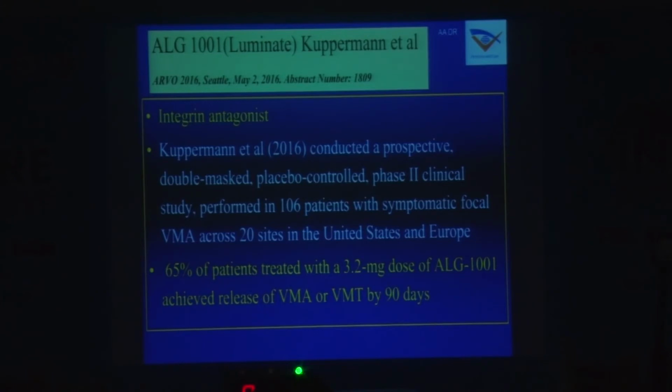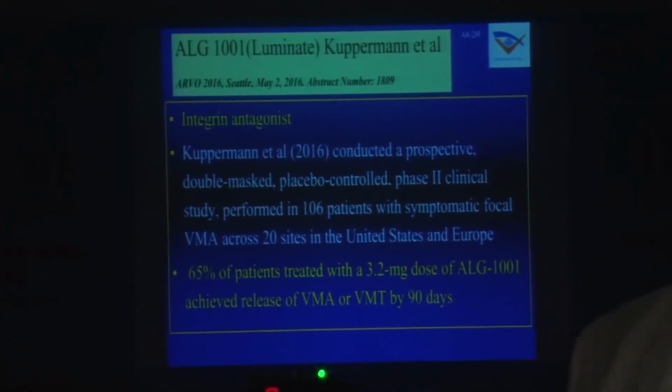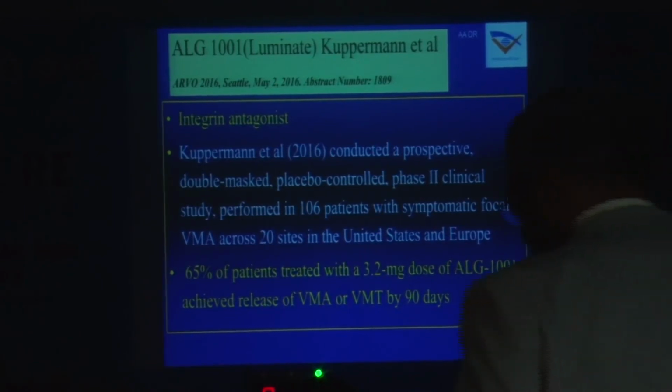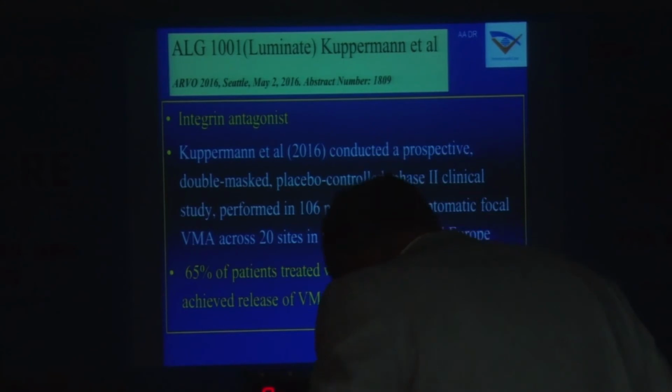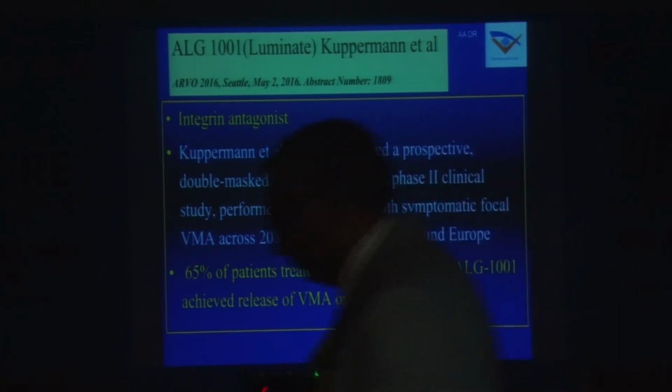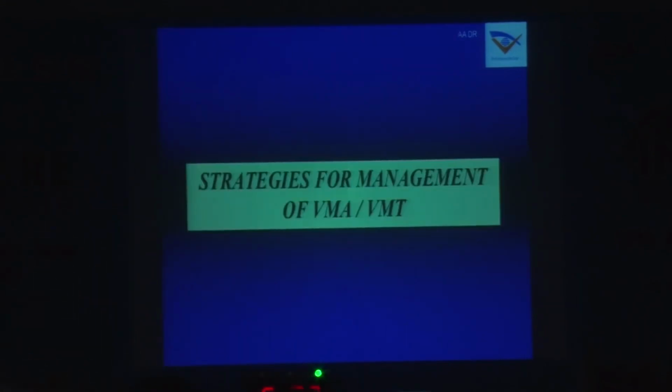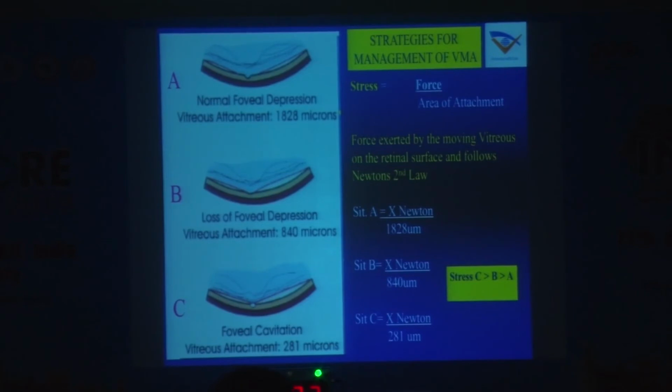Kuppermann came up with another agent, Luminate, which is a little better than Ocriplasmin. This was a prospective, double-masked, placebo-controlled phase 2 clinical trial of 106 patients. 65% of the patients treated with 3.2 milligrams of Luminate achieved a release of vitreomacular traction. So in the end, let me just show you a few principles.